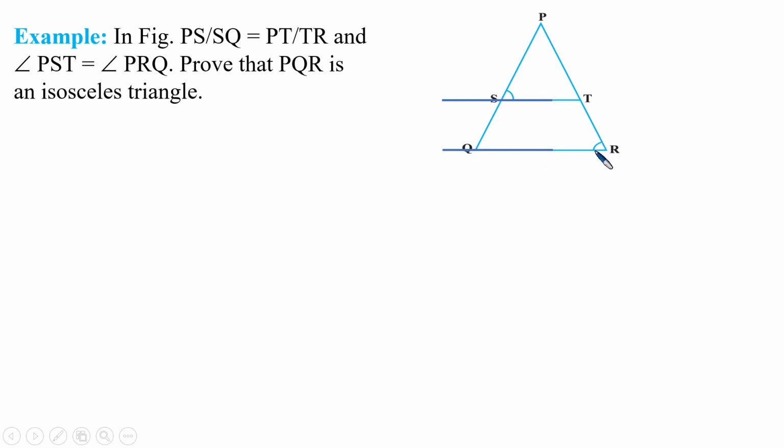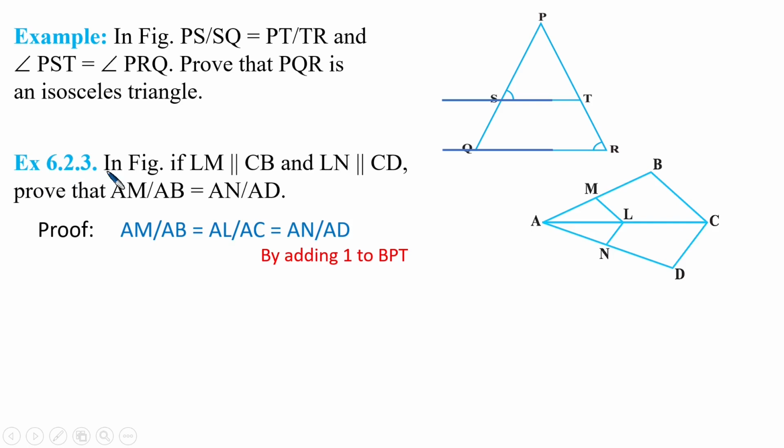So if these two angles are the same, that means it is an isosceles triangle. So prove that PQR is isosceles. I am not going to prove this; you please write down what I have said. Okay, this is another example.